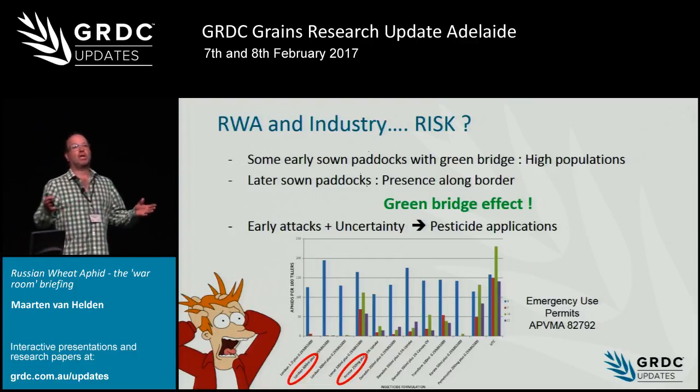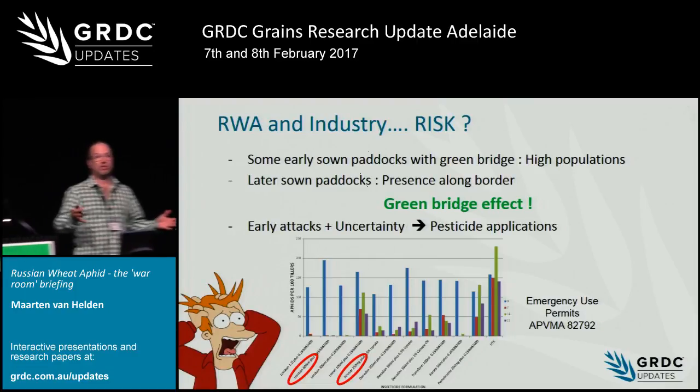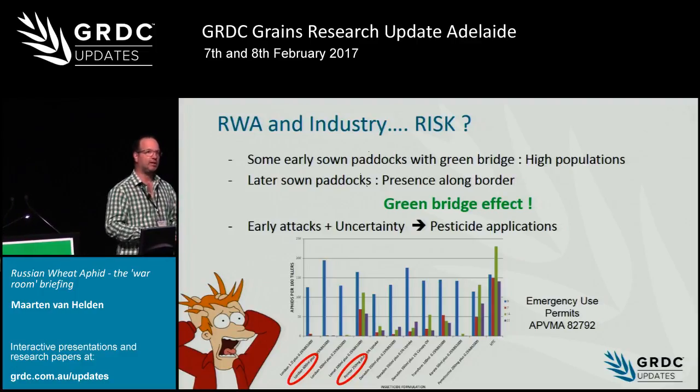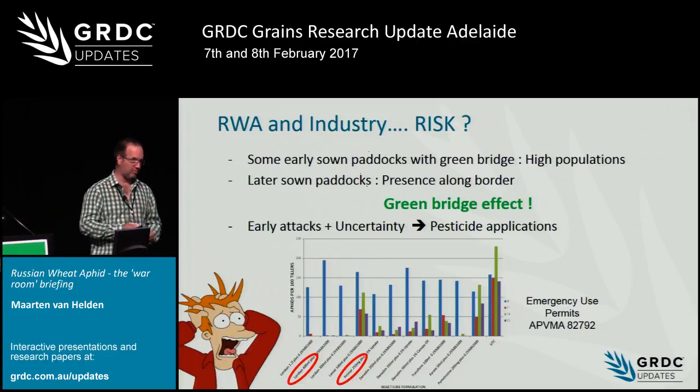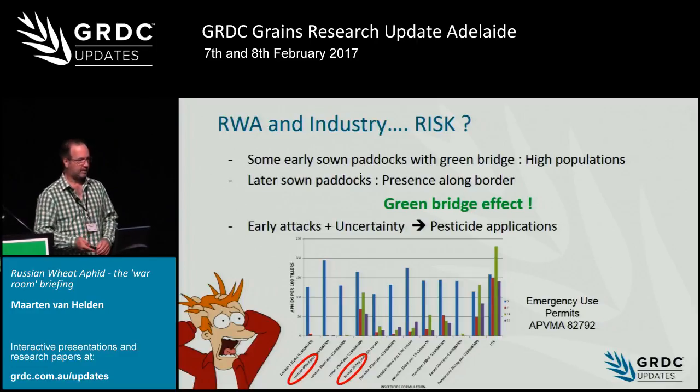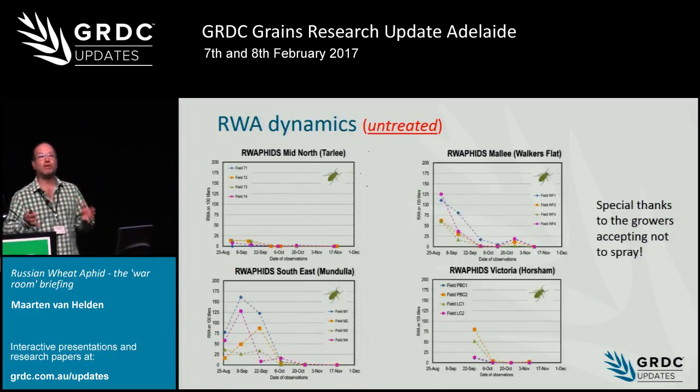We couldn't spray in the beginning because we didn't know what pesticides would be efficient. We've done some emergency trials that finally gave the emergency permits for chlorpyrifos and pirimicarb. There's now much more work being done, which will be presented right after me, so I'm not going to talk about all that today. What happened to the actual aphid dynamics?